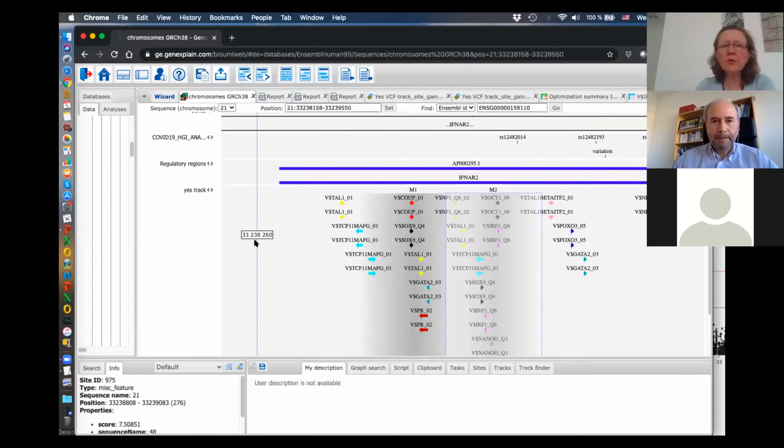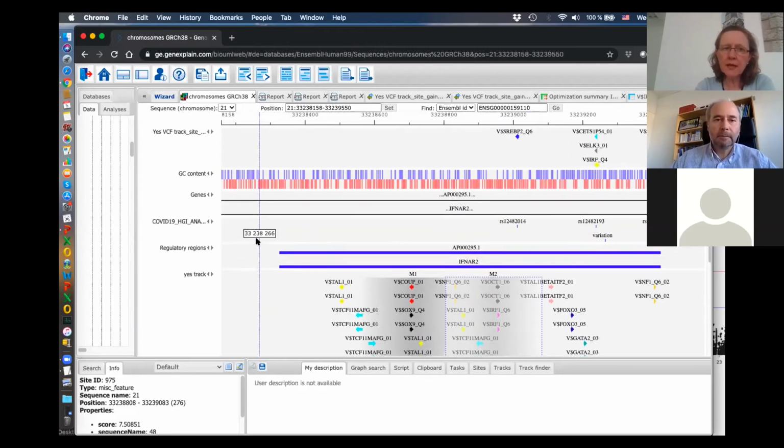The next question: could all this analysis, the workflow, be done in plants to analyze SNPs in TFBS?